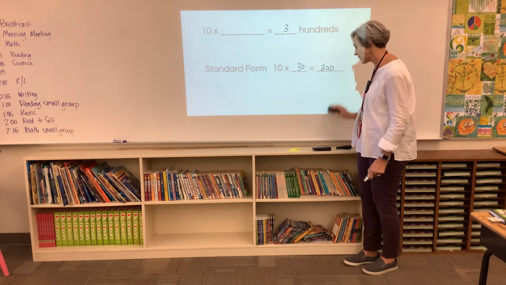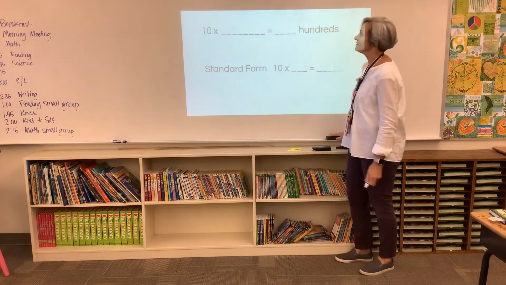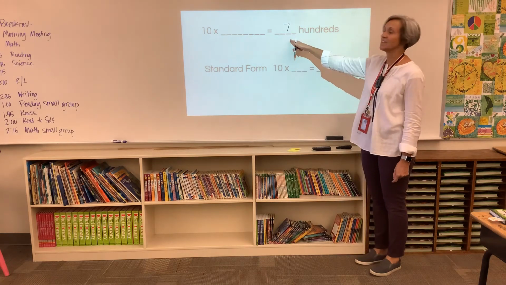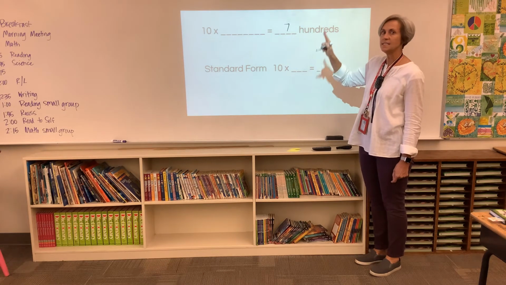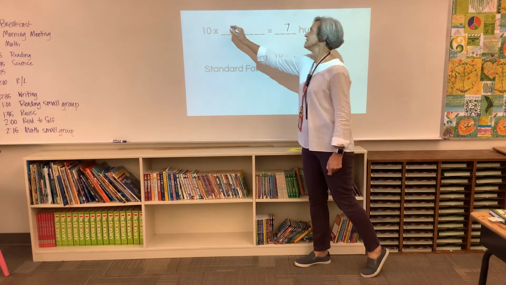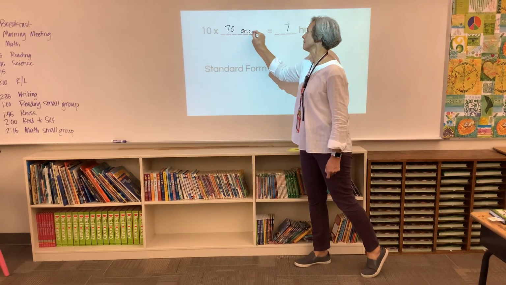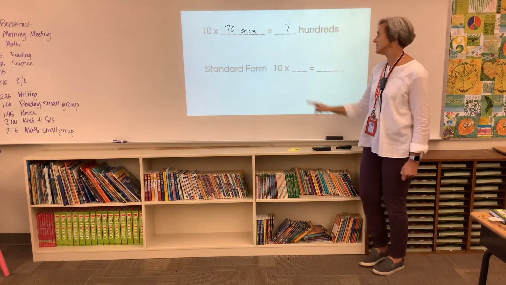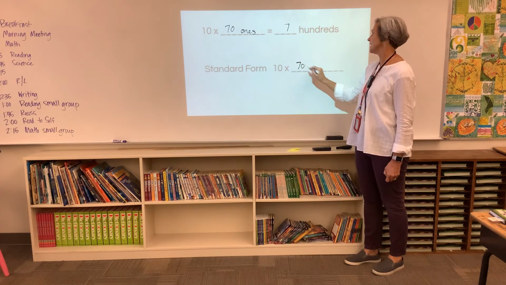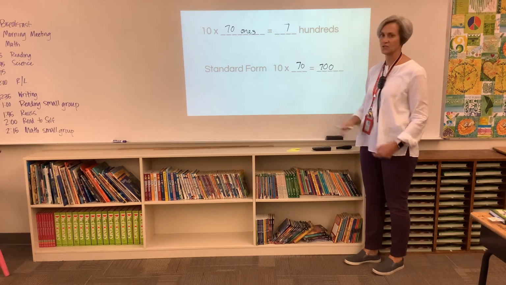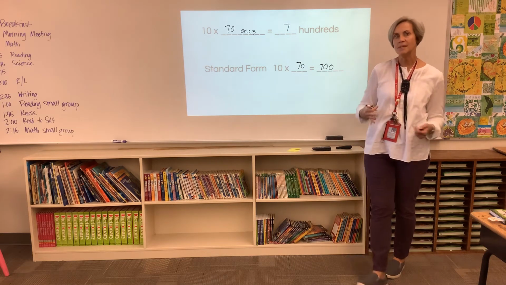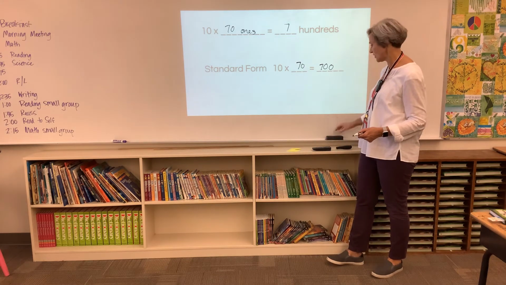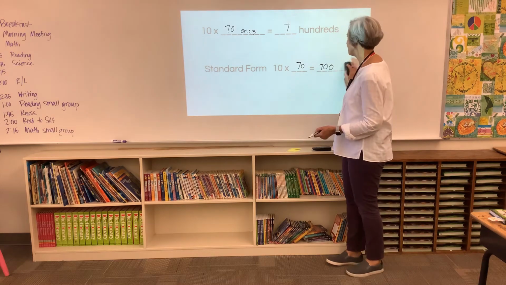What about 10 times what equals 700? 10 times 70 ones equals 700. Standard form, 10 times 70 equals 700. Hopefully as I am repeating all of these and saying standard form, you're saying 10 times 70 equals 700 with me so that you know what you're doing.